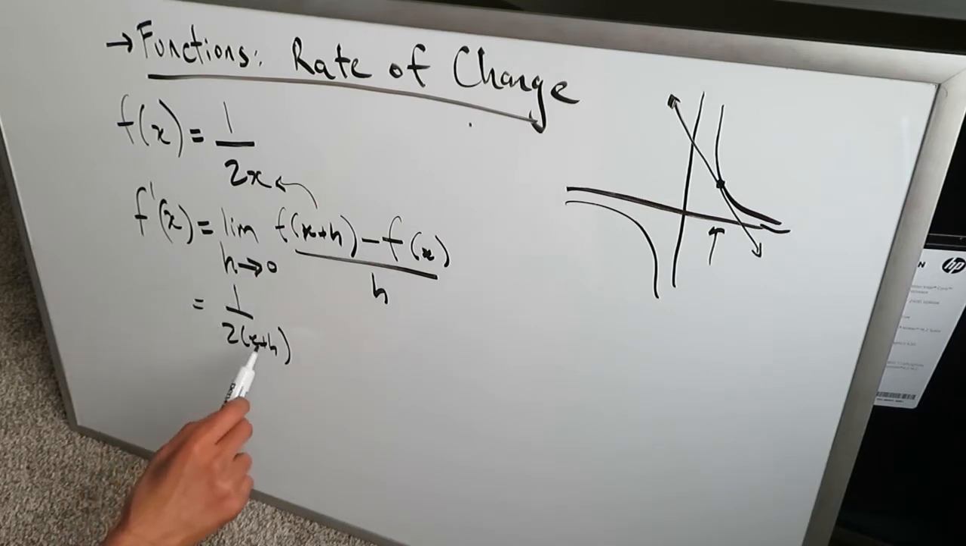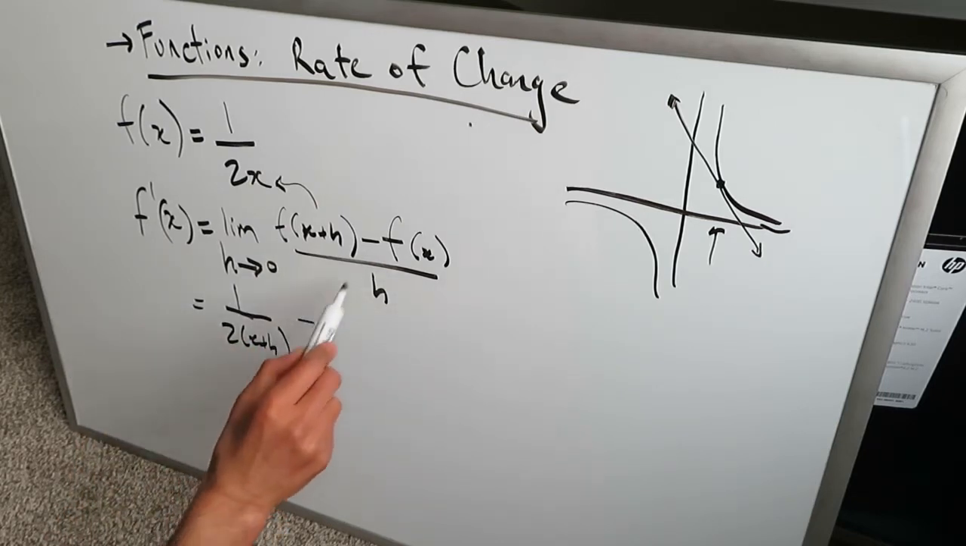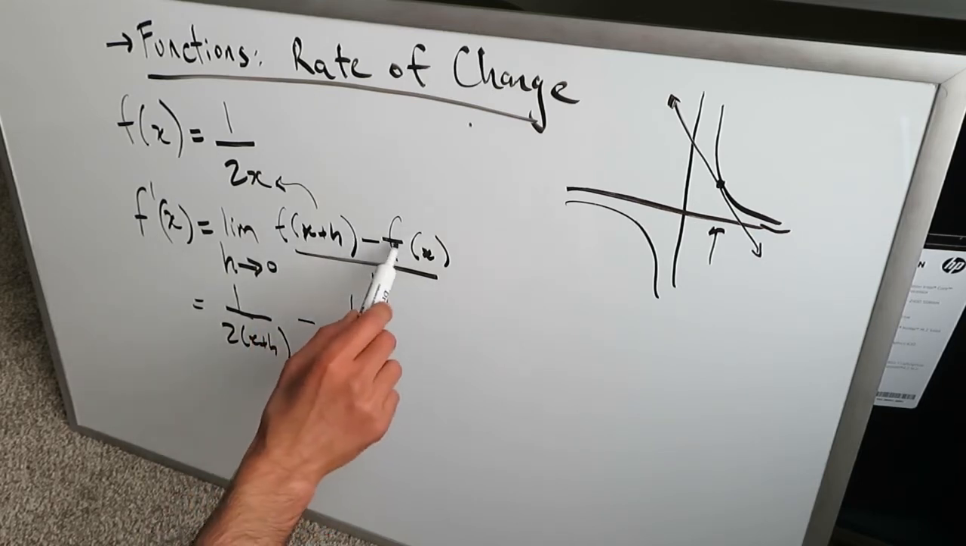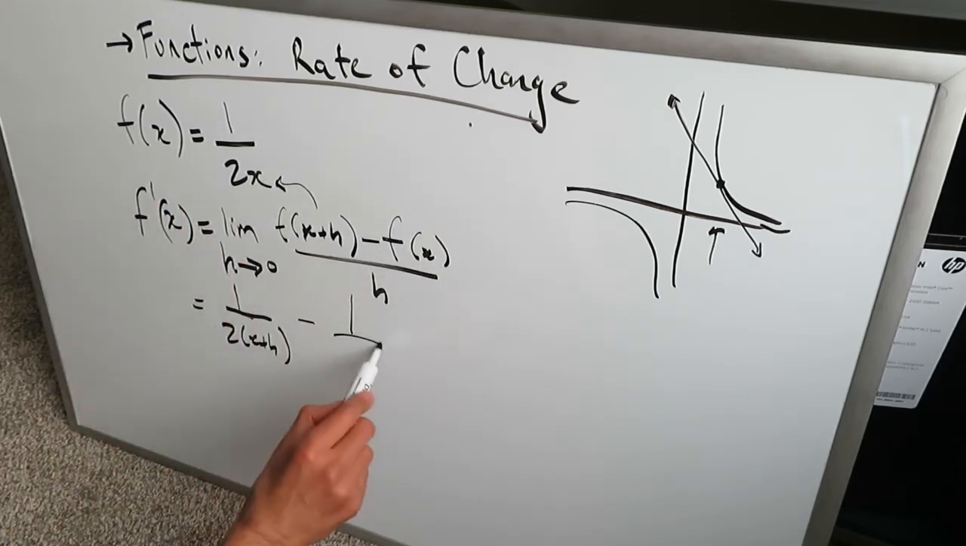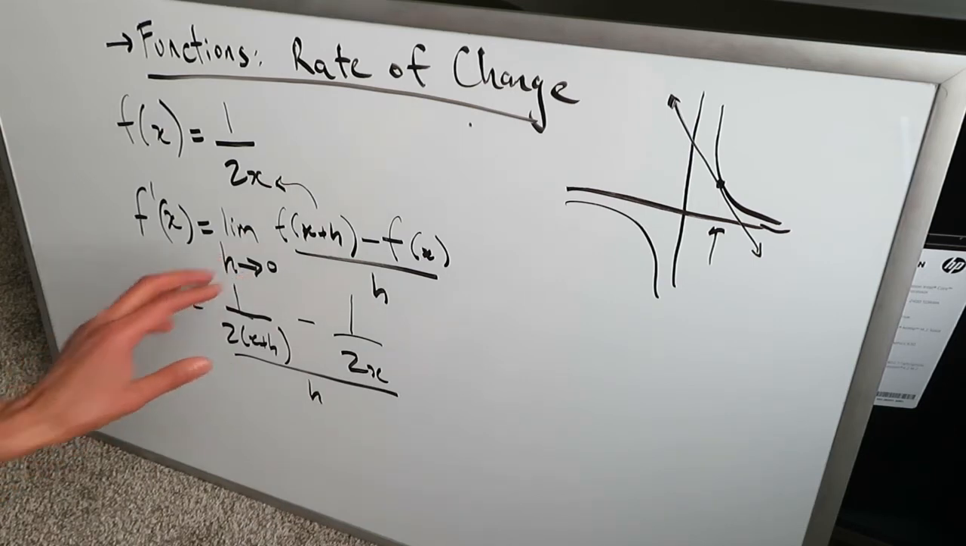Okay, so you have 1 over 2 divided by 2 times x plus h. Then you have this minus sign over here. And you have the original function being minus f of x, which is 1 over 2x. And you know all of this is dividing by h. Now all you have to do is basically solve this out algebraically, and we'll plug in the limit.